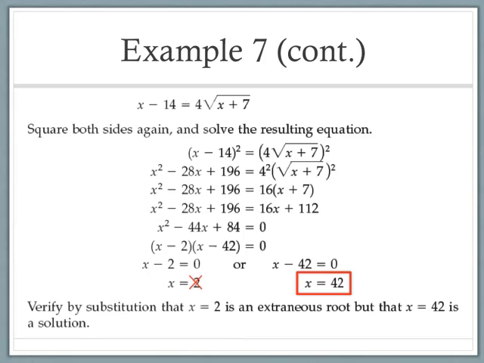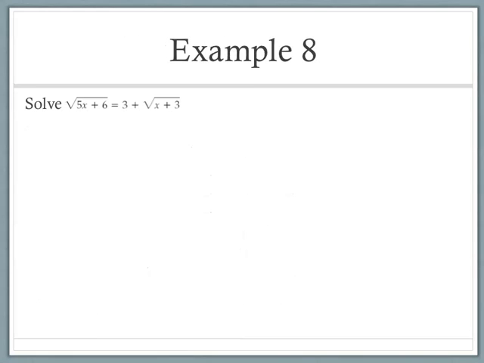Let's do another example where we have multiple radicals in the same equation. The square root of 5x + 6 equals 3 plus the square root of x + 3. So it looks like we already have one of those radicals isolated on one side, so I'm going to go ahead and square both sides. So I have the square root of 5x + 6 squared, and 3 plus the square root of x + 3 squared. So on the right here, I'm going to write this out: 3 plus the square root of x + 3 times 3 plus the square root of x + 3.